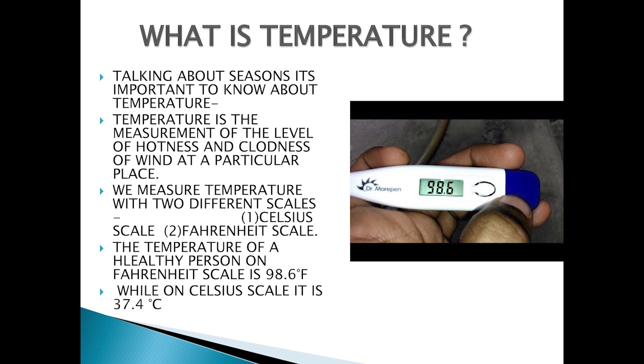Students, you must know what is the temperature of a healthy person. As you see in this picture, the temperature of a healthy person on a Fahrenheit scale is 98.6 degrees Fahrenheit, while on Celsius scale it is 37.4 degrees Celsius.